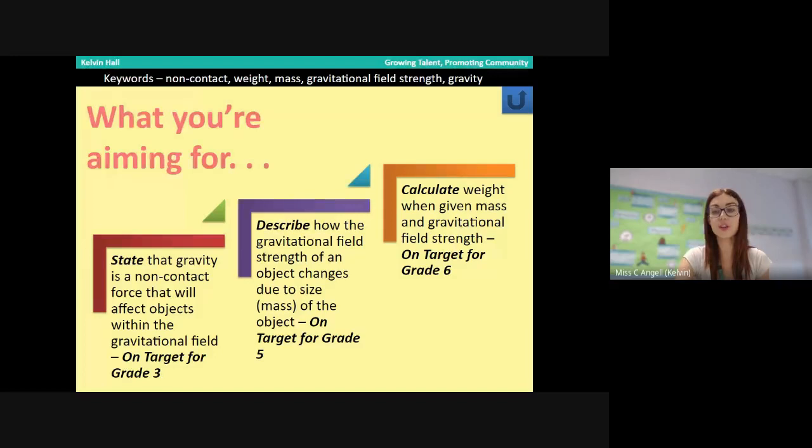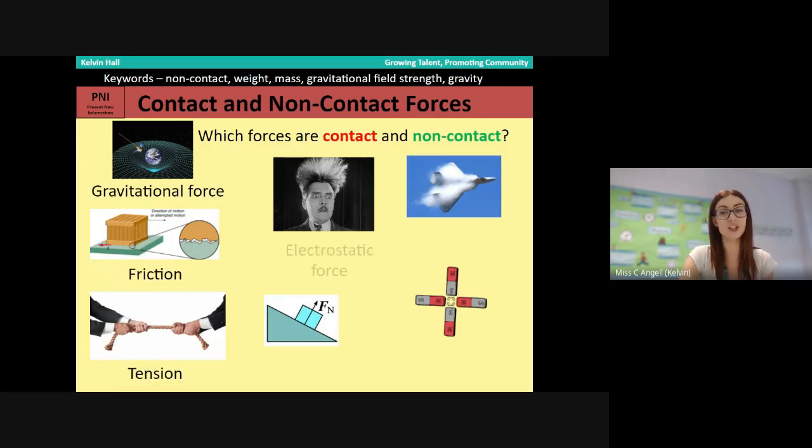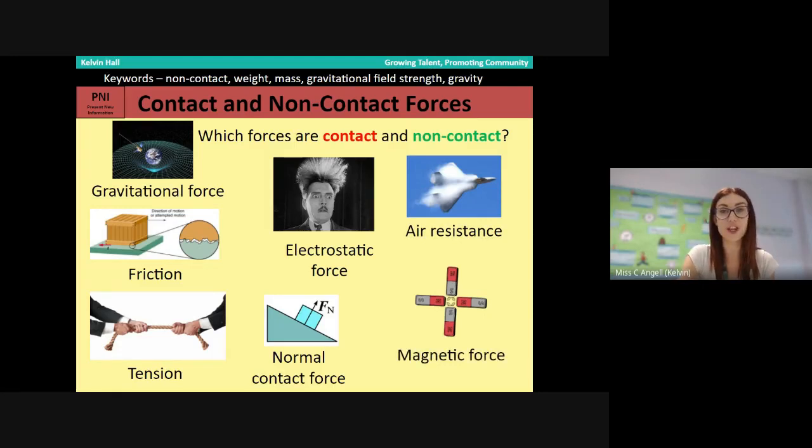Okay, so on your worksheet, you have got a table titled Activity 1. It should say contact and non-contact forces. I would like you to put these forces into the correct place. I'll go through them now, and then your teacher can pause so you can complete this activity. The first one, we've got gravitational force, friction, tension, electrostatic, normal contact force, air resistance, and magnetic force. So please ask your teacher to pause the video. Talk with the person next to you so you can answer these questions.